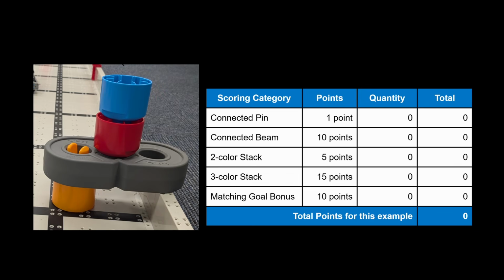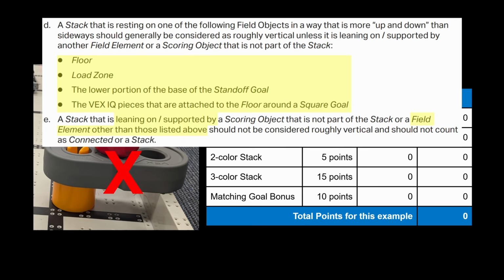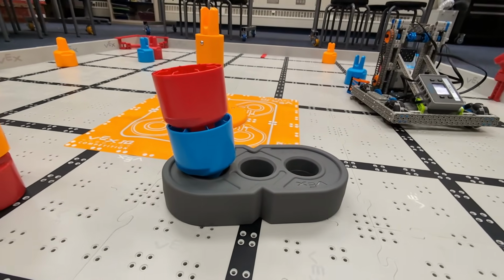And it's all because of that fun SC3 rule that makes this stack invalid. So SC3 clause E says that if a stack is leaning on or supported by a field element other than those in the excluded list that we talked about, then it should not count as connected. Well, the side of the field is not in the excluded field element list, so the beam and the stacks do not count. Okay, take a look at this one.